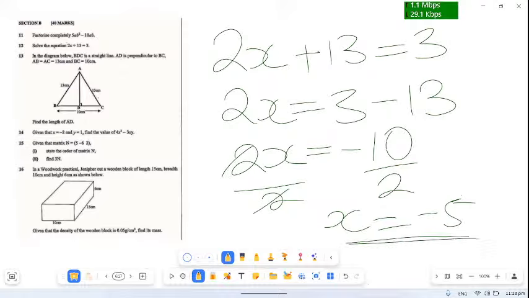If you have questions, I'm here to answer them. And if you think the answer is not x is equal to negative 5, what is your answer? What answer did you get, and how did you do it? Let me see it in the comment section. Okay, so now we are done with that.